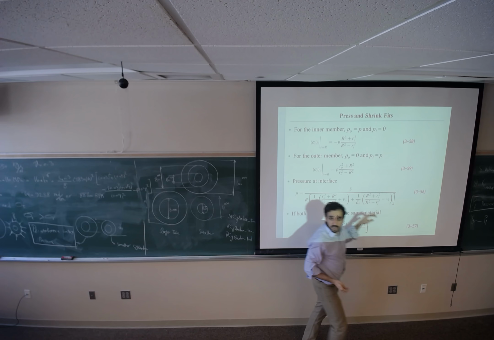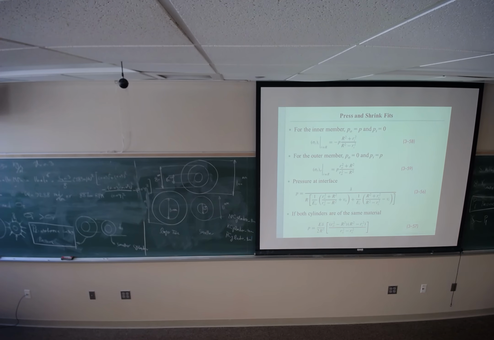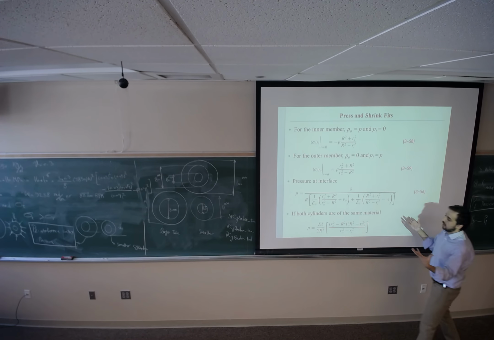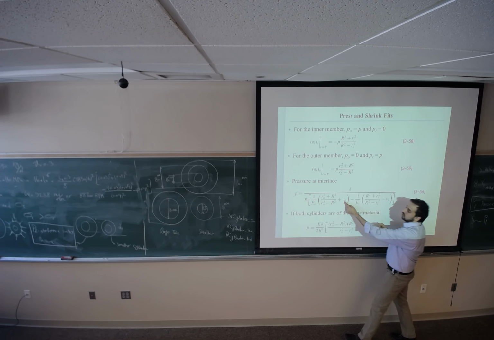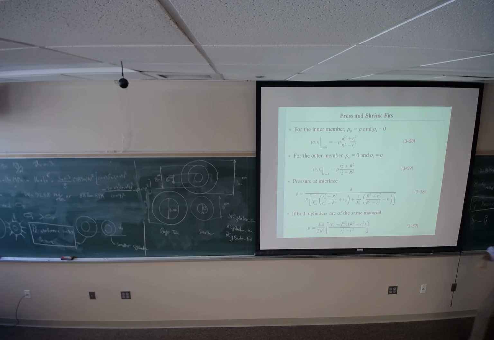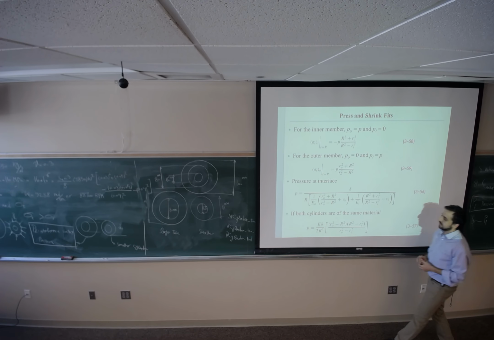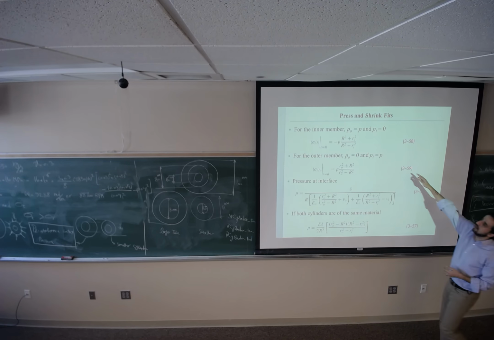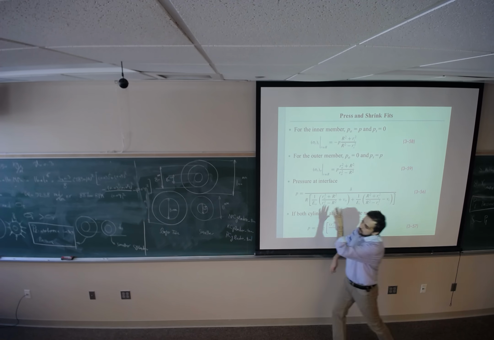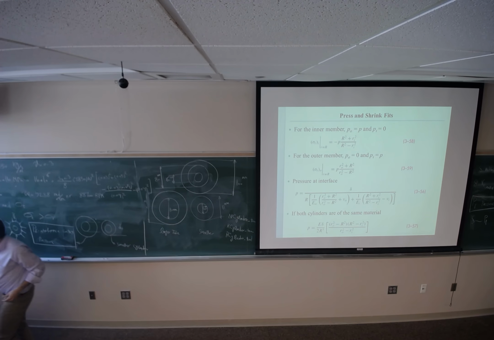Do we always assume that the smaller component takes the inner diameter of the larger? Yes. And if both cylinders are of the same material, you have the same EI, EO, and the same Poisson ratio V. You are going to end up with something like this. These come from just plugging the numbers into these two equations.